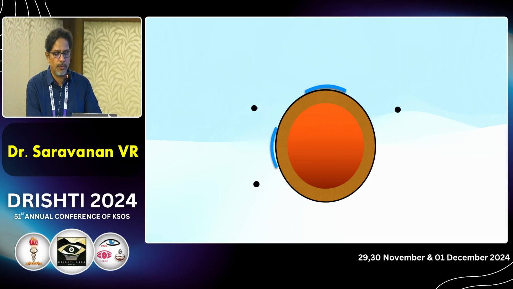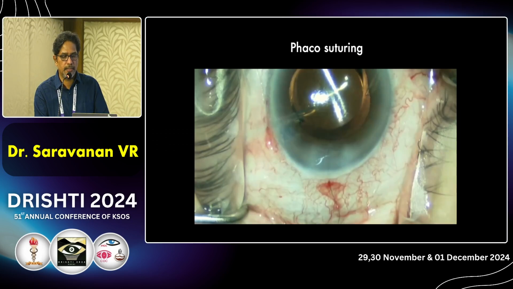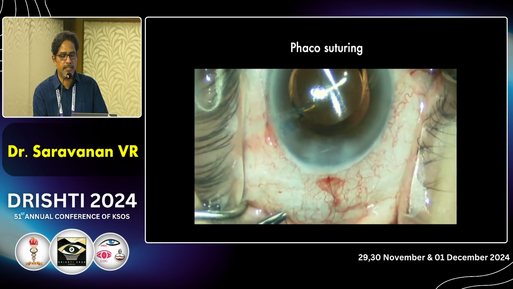First, you assume where you want to make your ports, and better not to make your SICS or your phaco incision along the axis of the ports. If you can make it in between these ports, then the chance of the wound opening up intraoperatively and the chance of intraoperative hypotony or iris prolapse all becomes lesser. So try to make your wounds not in the axis of the sclerotomy ports.